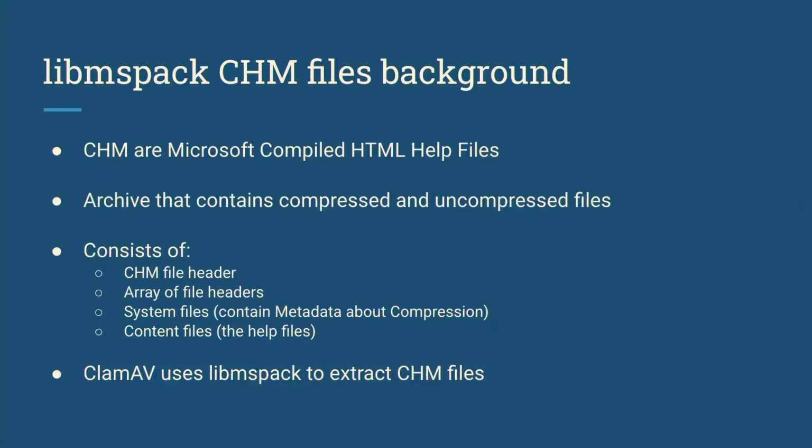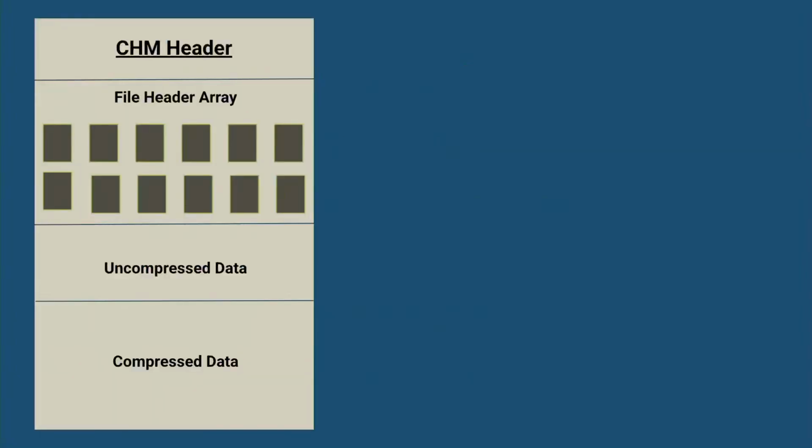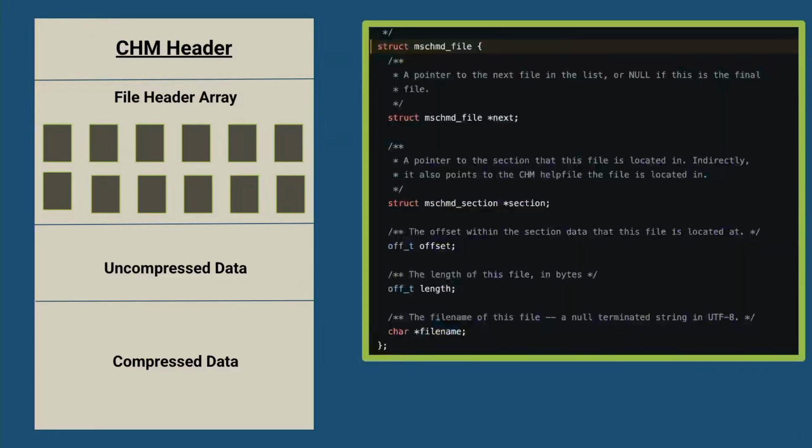And then you have some system files. These are just, instead of having headers, they store some of the metadata about the compression algorithm as a file, which is kind of interesting. These just have predefined names. And then finally, we just have the content files, which contain the actual help content. And again, ClamAV uses libmspack to extract these files. So if we look at this, this is just the layout, fairly standard, a little bit simplified.